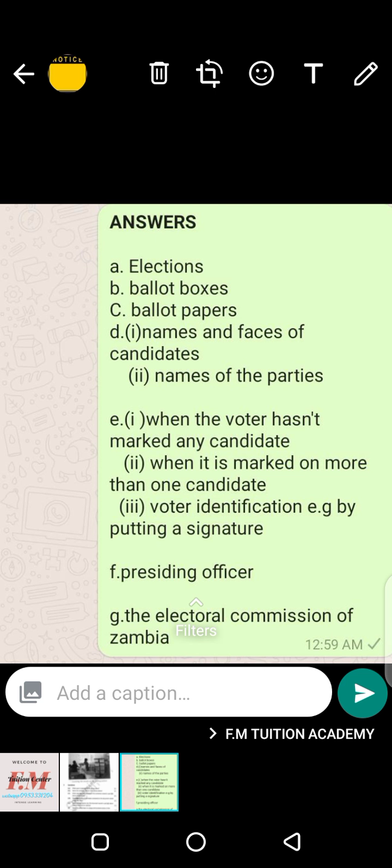So the presiding officer is the one who is in charge of the entire polling station, so that the people working there are actually functioning at maximum capacity. Okay.